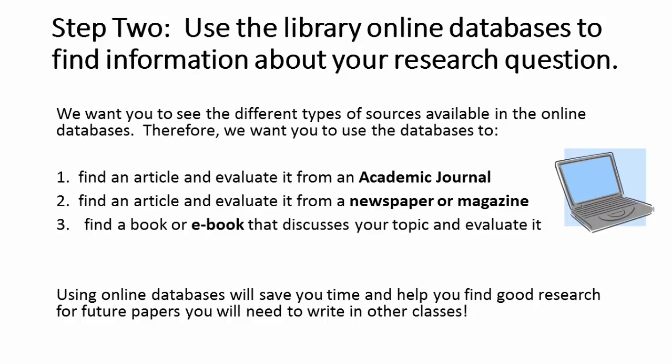The second step is you're going to use the online databases to find the information about your research question. There are so many different sources available to you using the online databases, and so we're going to have you use 3 different sources to answer your research question. So you're going to find an article and evaluate it from an academic journal. You're going to find an article and evaluate from a newspaper or a magazine, and you're going to find a book or an ebook that discusses your topic and evaluate it. All 3 of these sources are going to be able to be found by you using the library online databases.